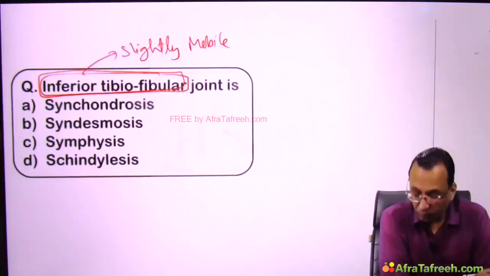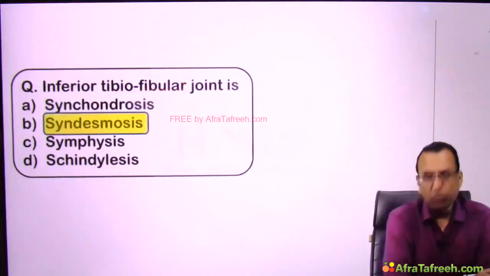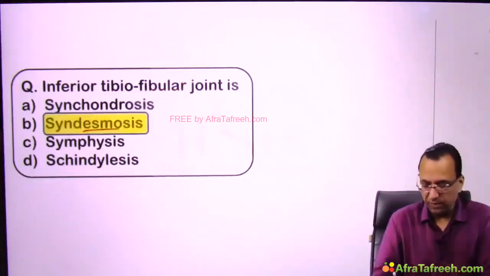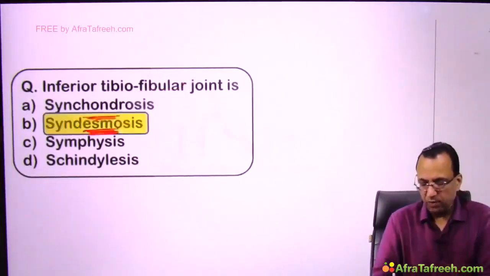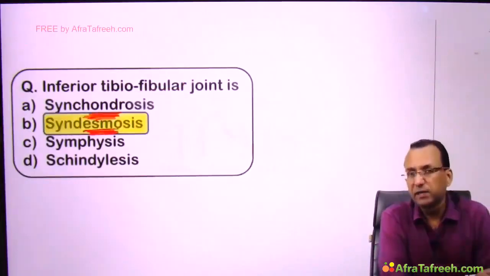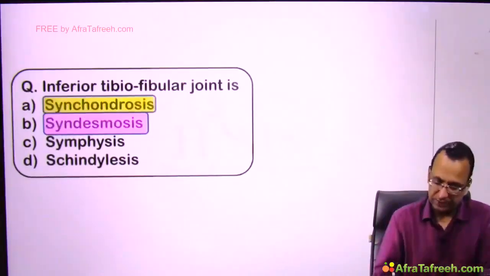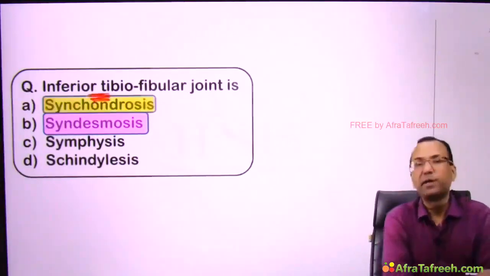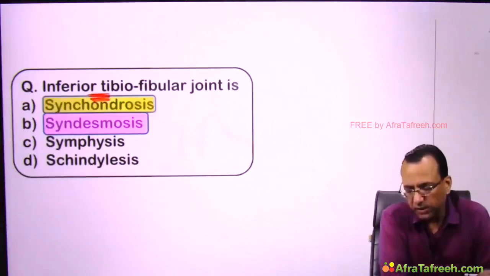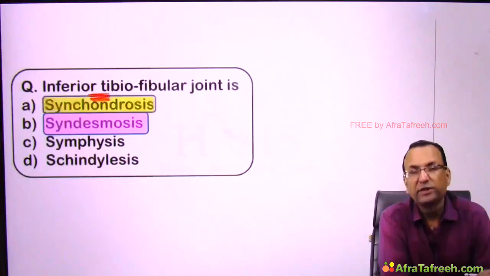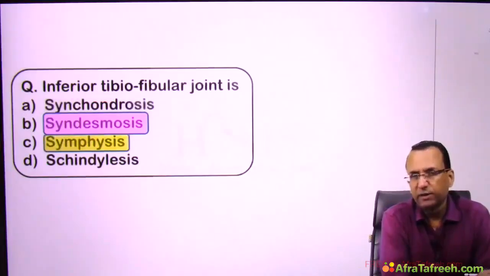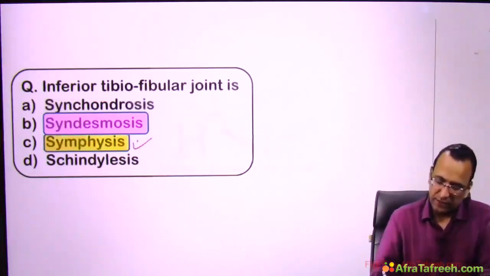Answer is syndesmosis. Why? Because desmos means fiber. Now, when you say desmos is fiber and it is a fibrous joint, syndesmosis, what is chondro? Chondro is cartilage. It's a primary cartilage joint. So, synchondrosis is primary cartilage joint. Then what is symphysis? It is secondary cartilage joint.